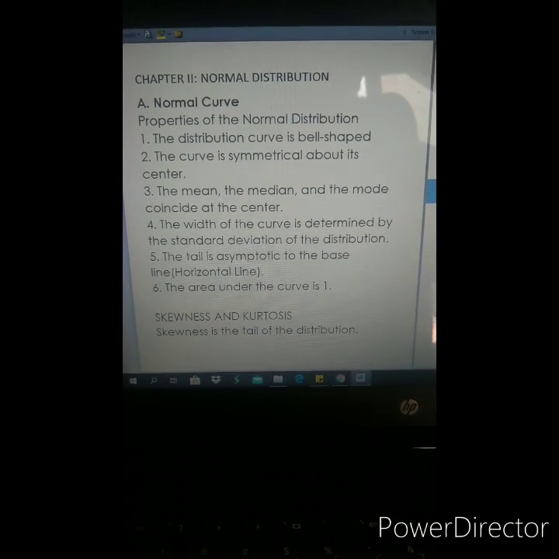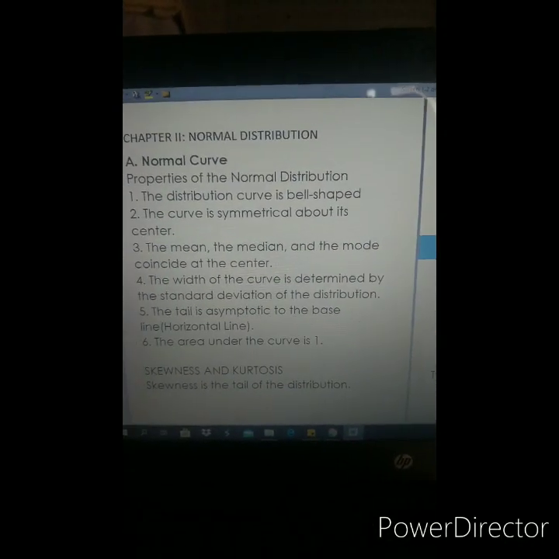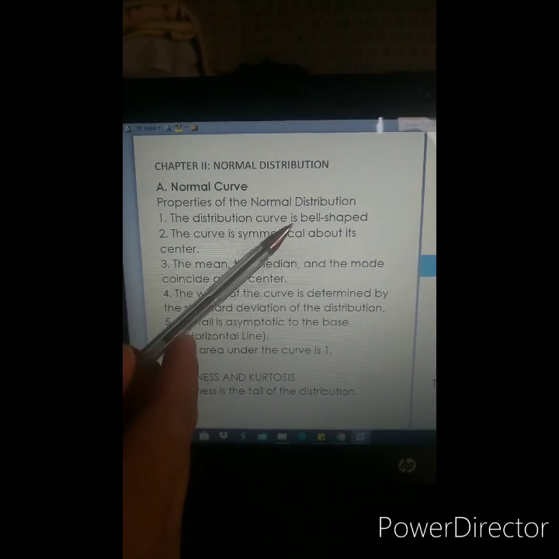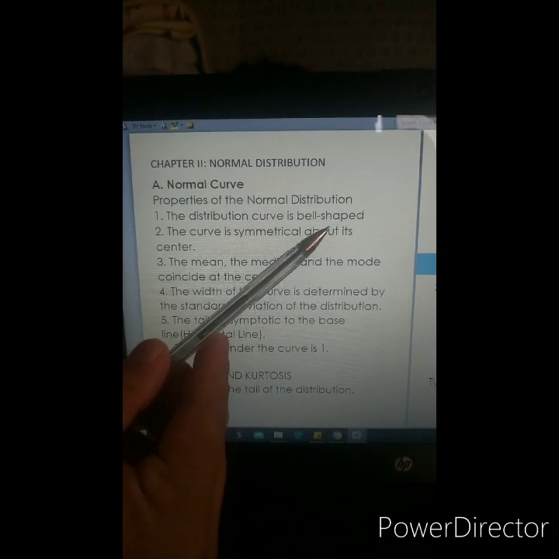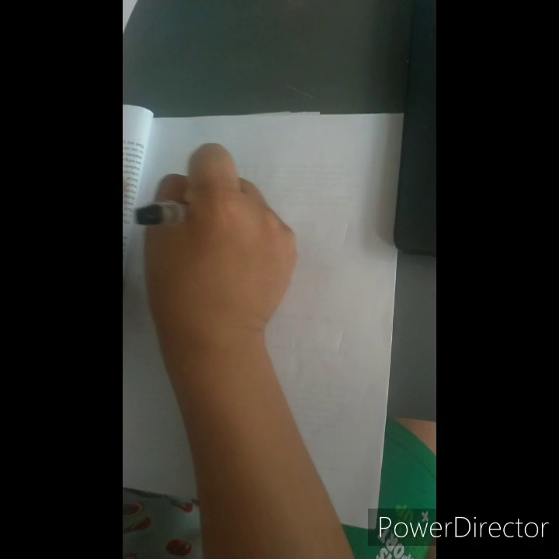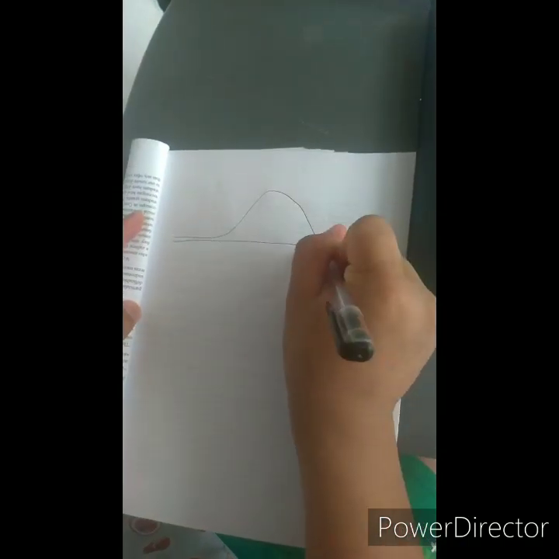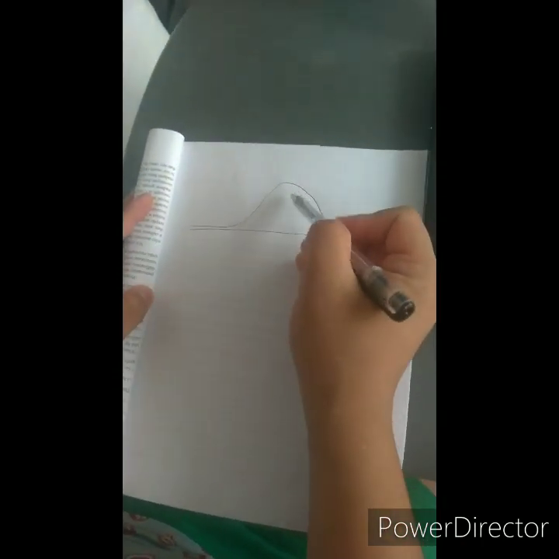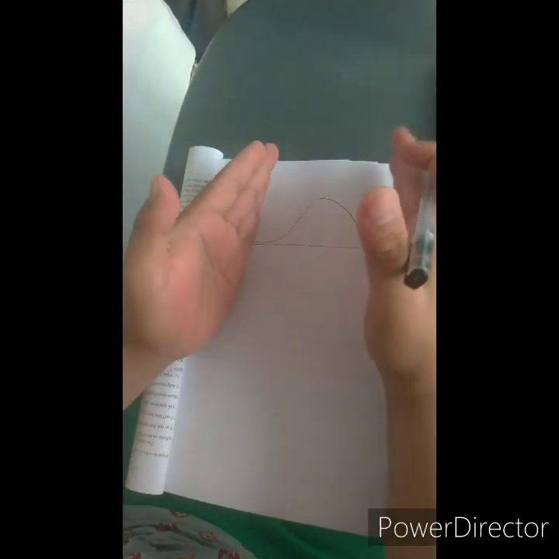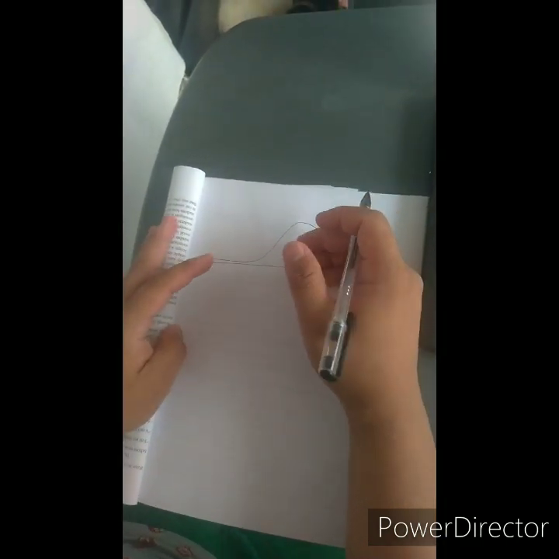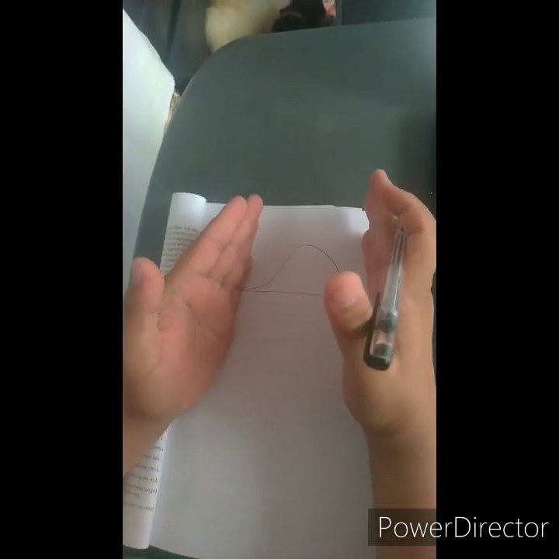Let's have first the first property. The first property, number 1: the distribution curve is bell shaped. If we are going to draw a normal curve, let's assume that this is a perfect normal curve. If you look at this, it's just like a bell shape, like the bells that you could see in a church. So it's just like a bell. That's so easy.